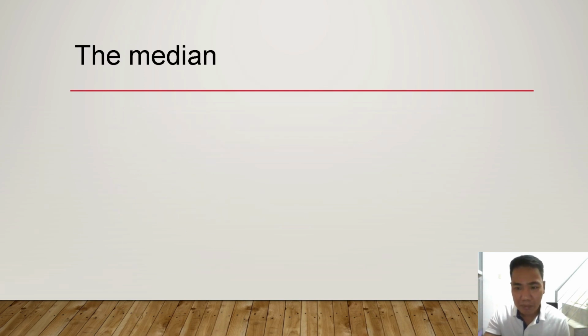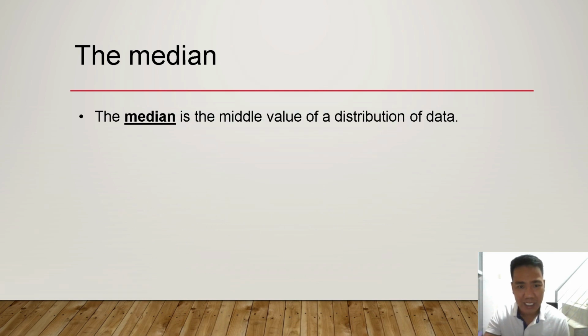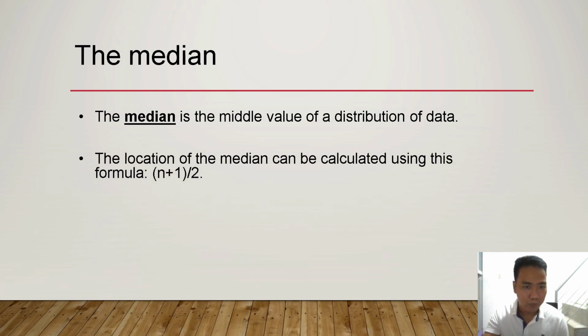So the next one is the median. What is the median? The median is the middle value of a distribution of data. Earlier in your activity, I asked you to arrange your scores from lowest to highest. So how will we get the median of the given scores? The location of the median can be calculated using this formula: n plus 1, all over 2.